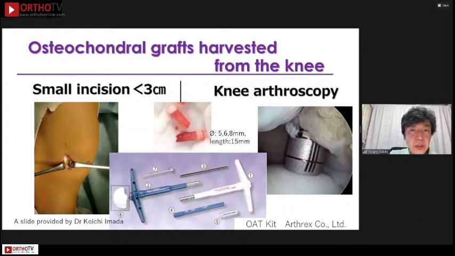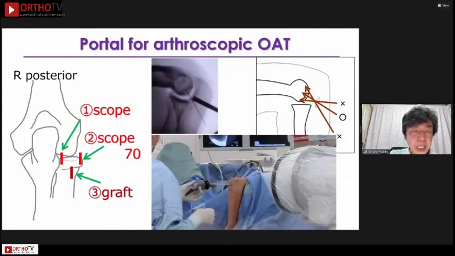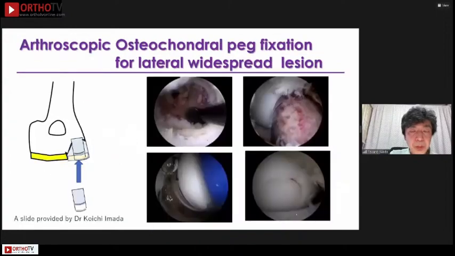Osteochondral graft is harvested from the knee, either using a small skin incision or under arthroscopy. Dr. Imada transferred the graft also under arthroscopy. Debride the lesion and a 6 millimeter diameter graft is introduced, and this is the final graft.